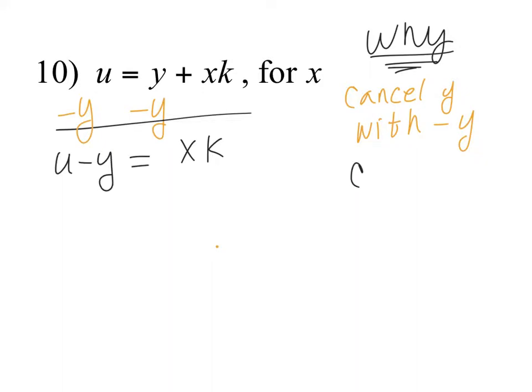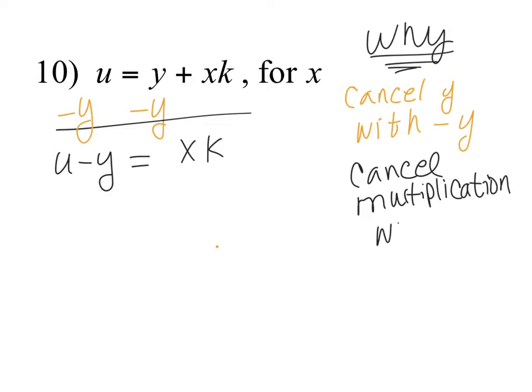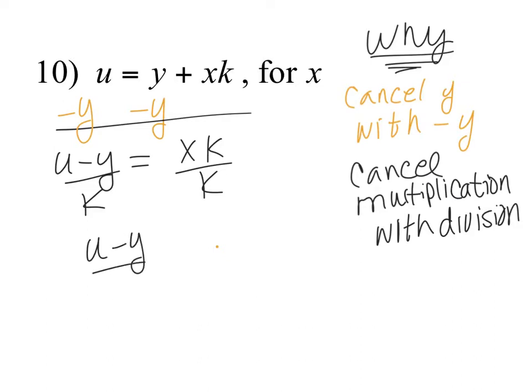Then we need to cancel multiplication with division. So I'm going to cancel that K by dividing both sides by K. That's going to leave me with U minus Y over K is equal to X.